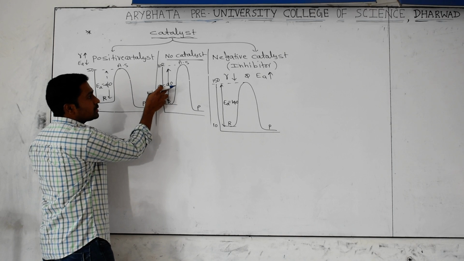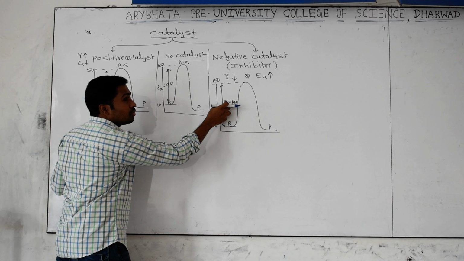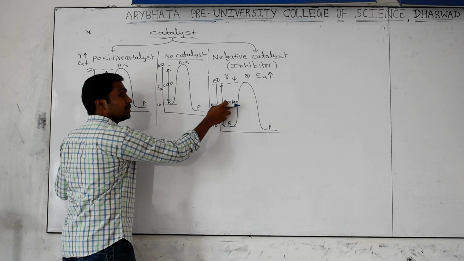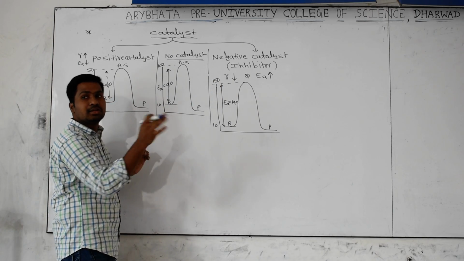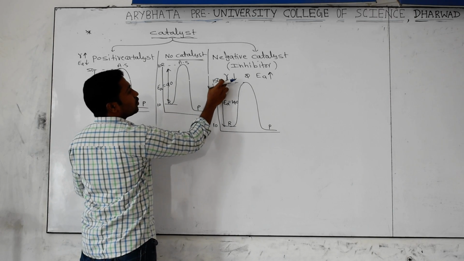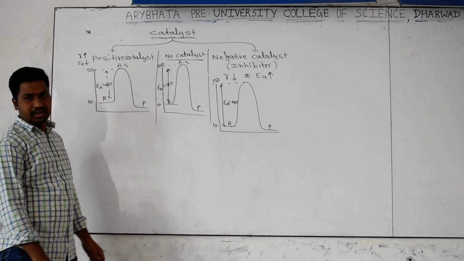In case of no catalyst, 90 kilocalories of energy is enough. But in case of negative catalyst, how much energy is required? 140 is required. Then what happens? The whole process will be going very slowly. That's why we are telling that the rate or speed of the reaction will be decreasing by increasing activation energy.